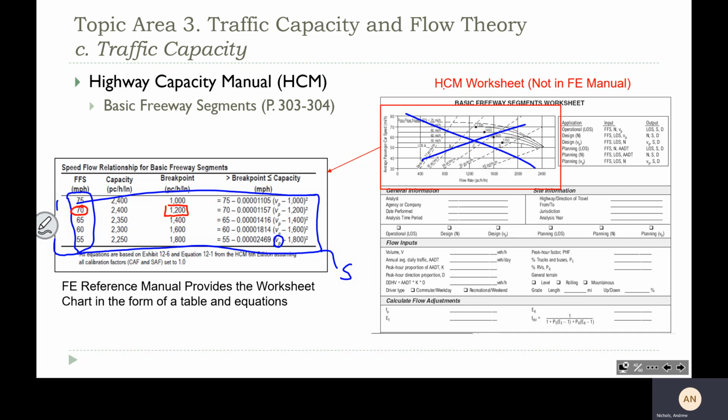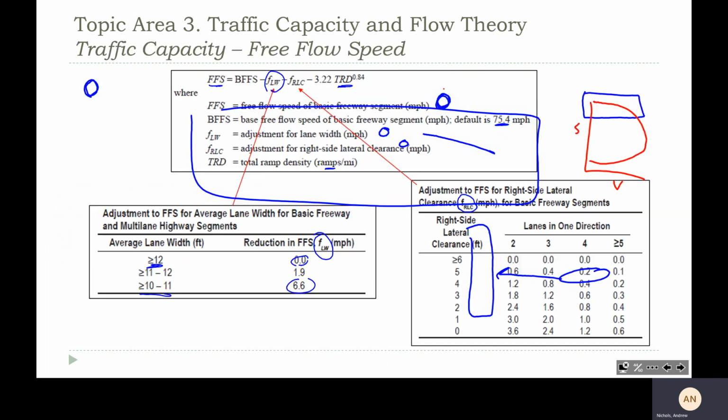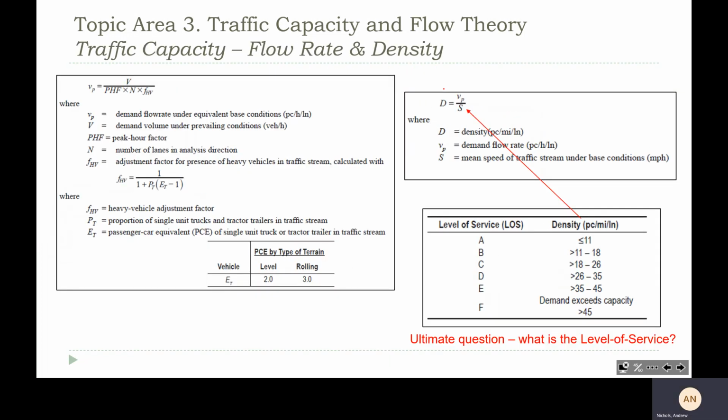So we're still in the area where the actual speed is going to be equal to the free flow speed because we haven't reached a point. So our free flow speed in this instance is equal to our speed. If we were beyond the 1200, then we would plug in that V sub P in this equation, and that would give us our value of S to plug into the density equation. So density, so we now know S, we know VP, so we can calculate our density.